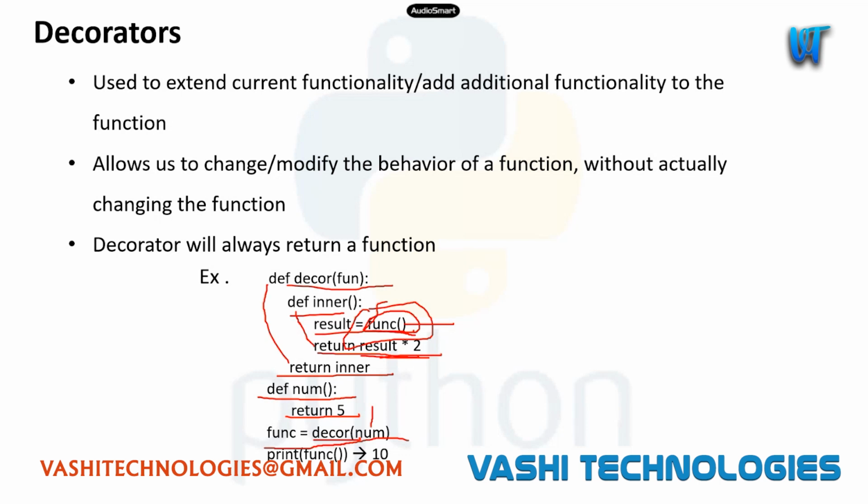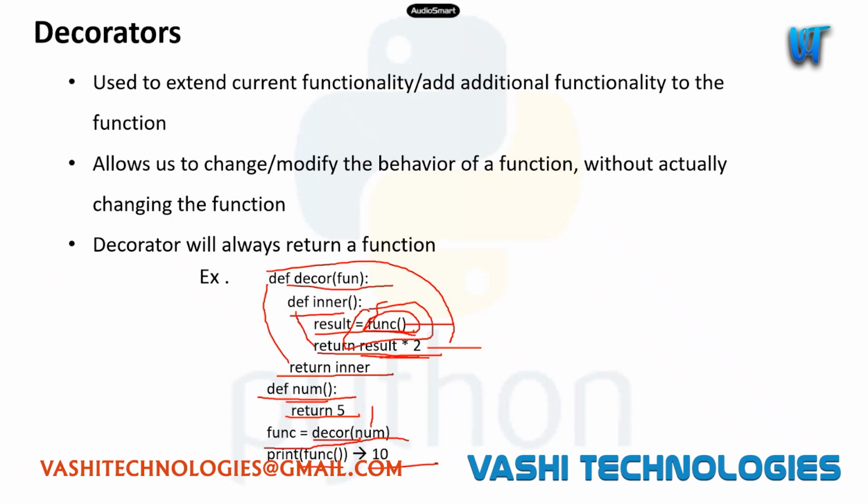And if I call this function again, num will return me 5, and the decor function, on top of that 5, is multiplying it with 2, and the result is 10. Clear, right? The inner function within this decorator will take the function which we are decorating and perform additional logic.